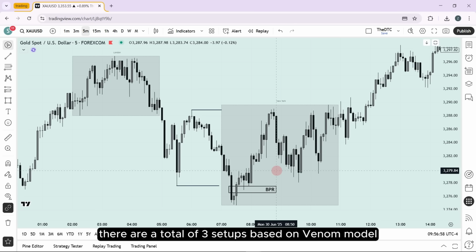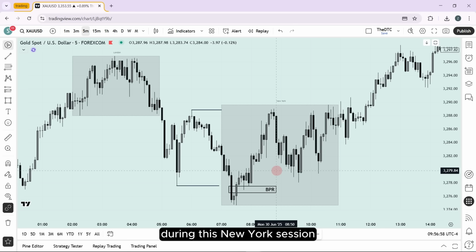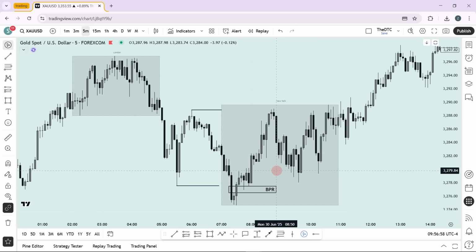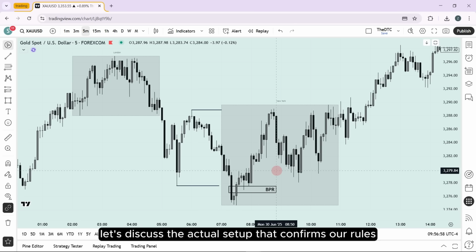In fact, there are a total of 3 setups based on Venom model during this New York session. Comment the entry time of the third trade if you see it. Anyway, let's discuss the actual setup that confirms our rules.